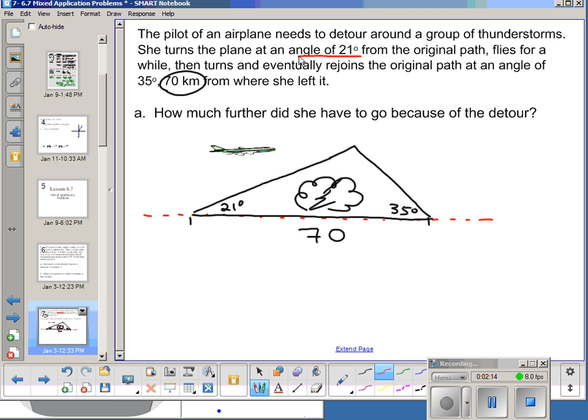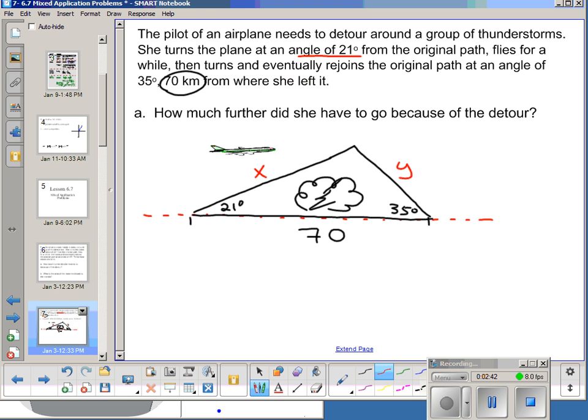And the question is, how much farther did she have to go because of this detour? Well, how far she went is this x distance plus this y distance. So if I can find x and y, then I can find how much farther she went. So let's get started. Which do I use? I can't use regular trig because it's not a right triangle. Law of sines, law of cosines. Well, law of cosines is side angle side, which I do not have, or side side side, which I do not have. So we have law of sines.